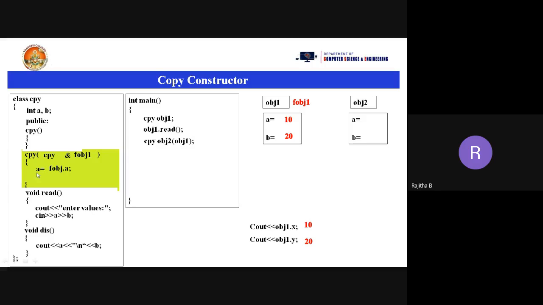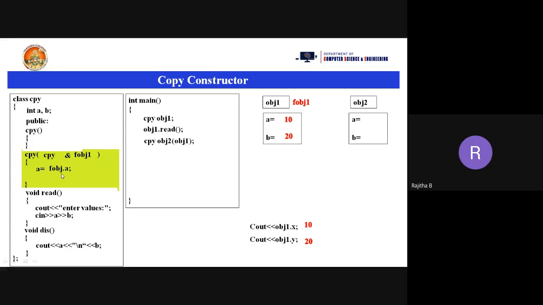On the left hand side, we simply write the data member A, but on the right hand side we represent the data member with object name dot data member. So by default, on the left hand side it will take object 2 only. But on the right hand side, you need to represent from which object you want to copy the values. Is this statement clear?